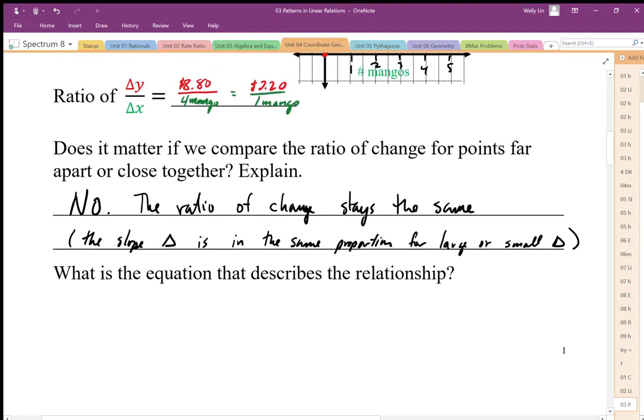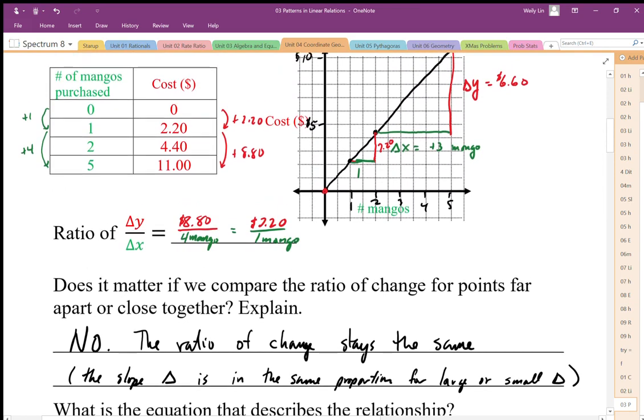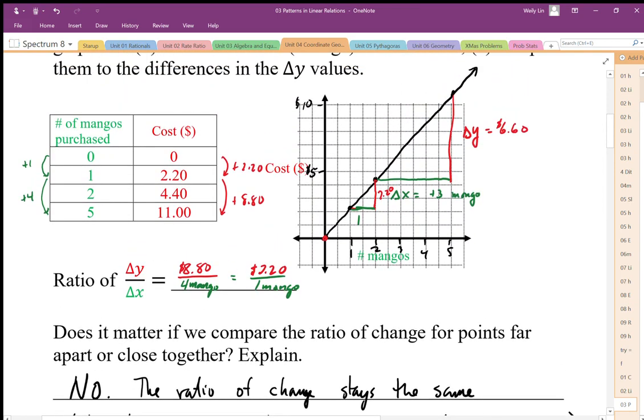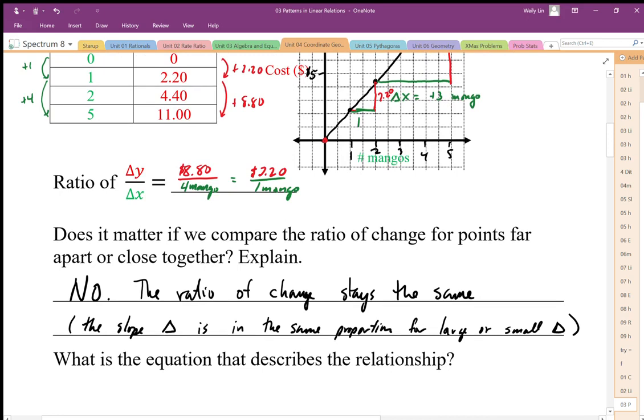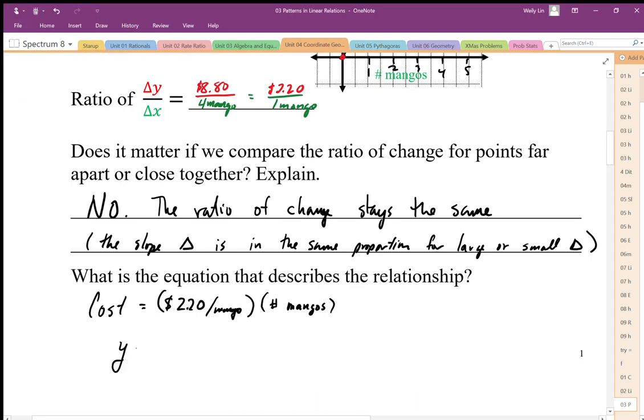So then in the end, what is the relationship? The equation that describes this relationship, remember that we have these tables, we have these graphs, we also have a calculation. Well, we could say that the cost is going to be equal to $2.20 per mango times the number of mangoes. And if we want to write this as an xy equation, it's going to be y equals 2.2x. And if we want a starting point, this is a direct proportion, so we're going to start it at 0.